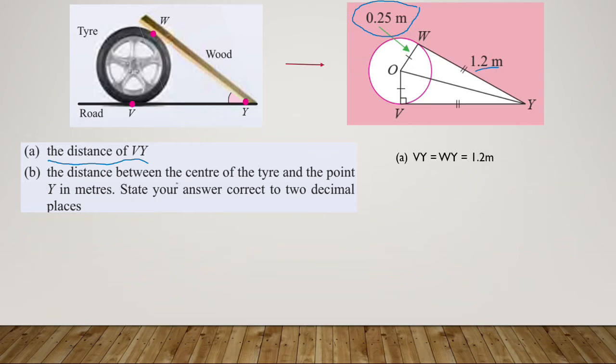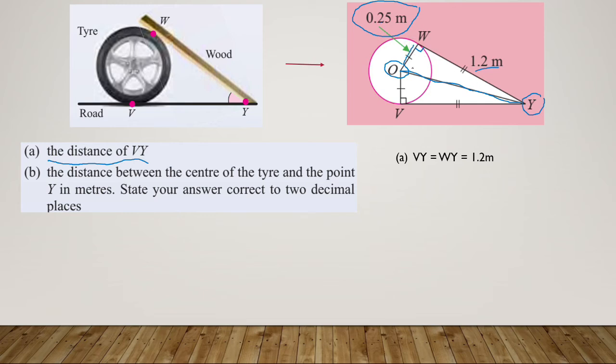And then for B, they ask you to find the distance between the center of the tire and the point Y in meter. The center of the tire is point O over here and also Y. They ask you to find the length over here. So we know that a tangent that intersects with the radius is 90 degree, right? And you already have 1.2 here. You already have the radius of 0.25.